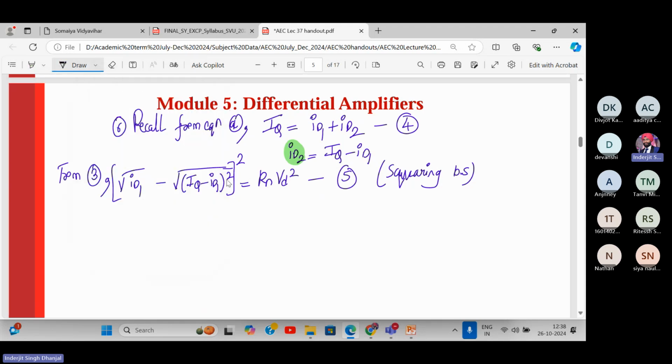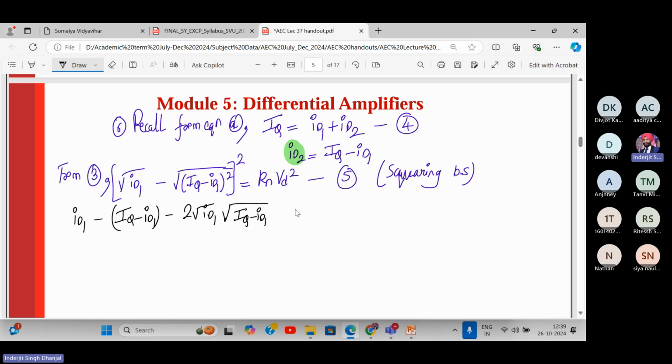Now what is this, A minus B the whole square? So A square will be ID1, minus, minus what will come? IQ minus ID1, then minus 2AB. So 2 root of ID1 root of IQ minus ID1. Agree? Is equal to Kn times Vd square.